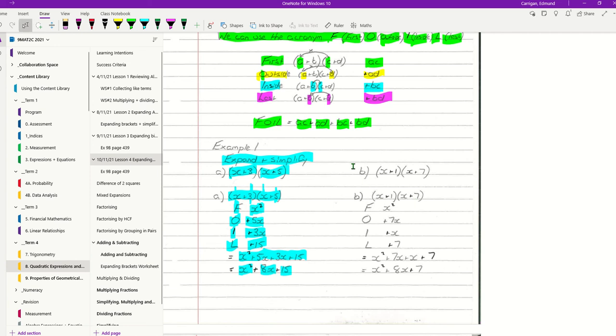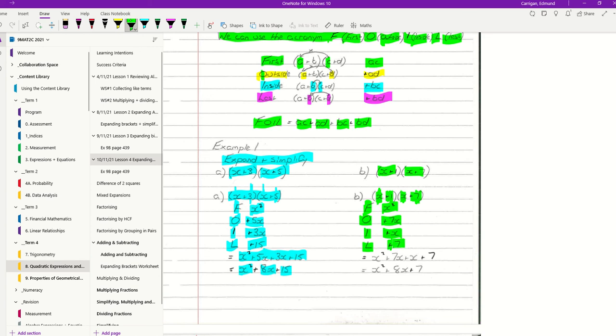Looking at a second example, I've got x plus 1, x plus 7. Looking at my first terms, x and x are my first terms, x times x, x squared. Outside ones, my outside is the x here and the 7. So I've got a plus in front of the 7, plus 7x. The inside ones, the ones that are inside the bracket, that plus 1 on the x, so plus 1x, which is plus x. And finally, the last ones in the brackets, plus 1 plus 7 gives me a plus times a plus. 1 times 7 is 7.